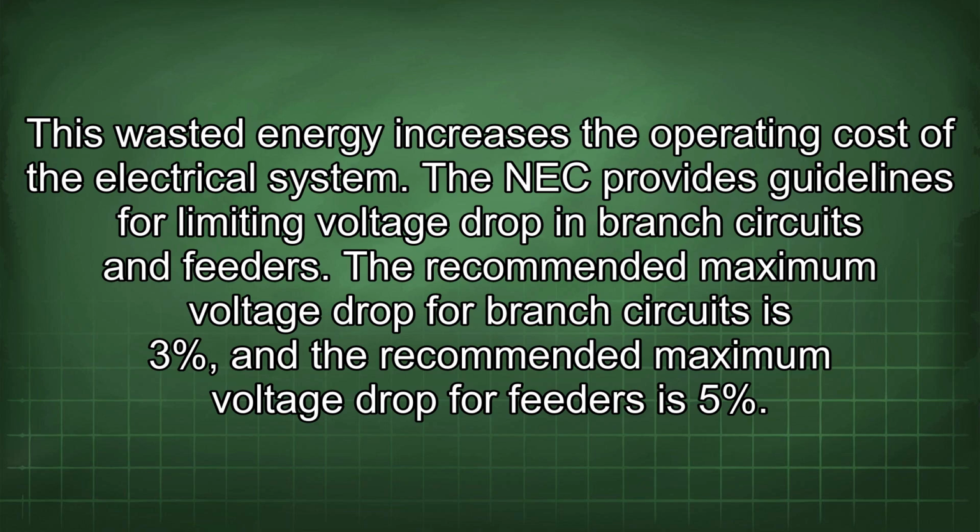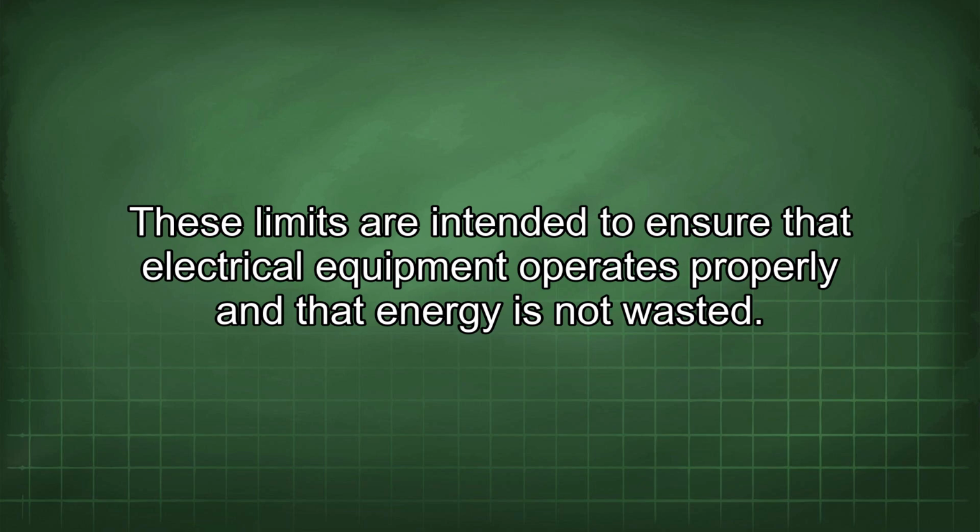The NEC provides guidelines for limiting voltage drop in branch circuits and feeders. The recommended maximum voltage drop for branch circuits is 3%, and the recommended maximum voltage drop for feeders is 5%. These limits are intended to ensure that electrical equipment operates properly and that energy is not wasted.